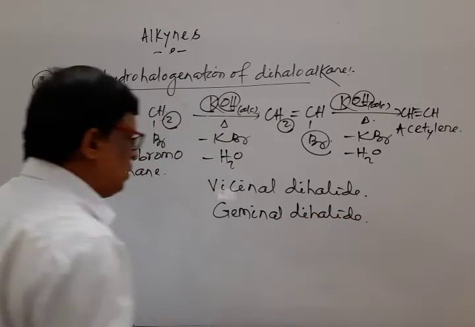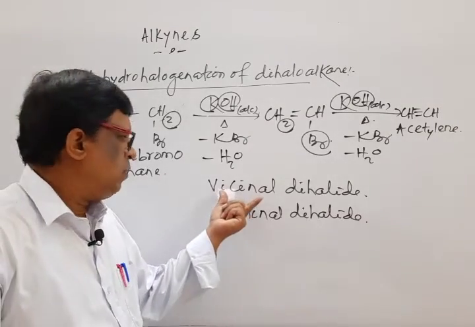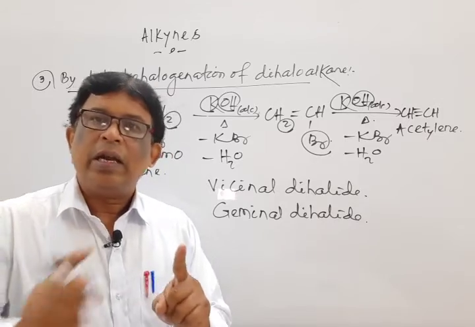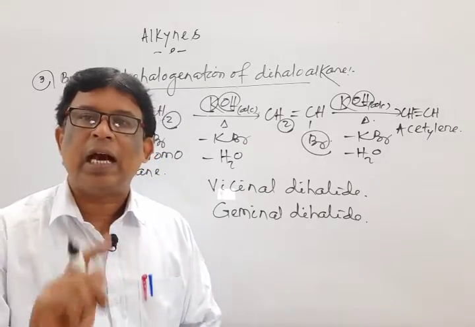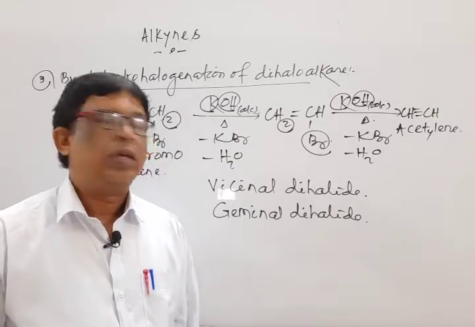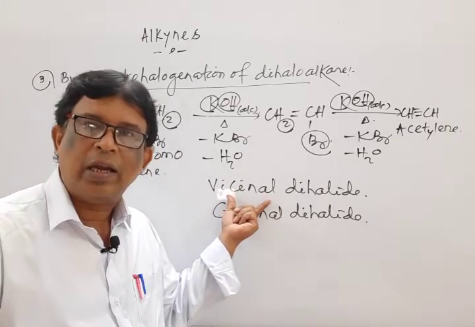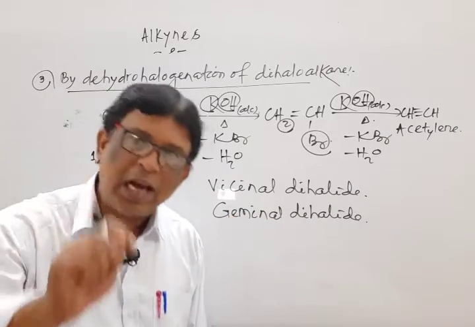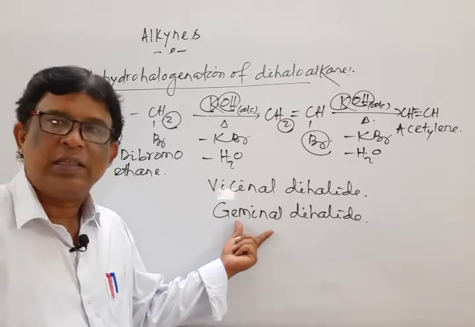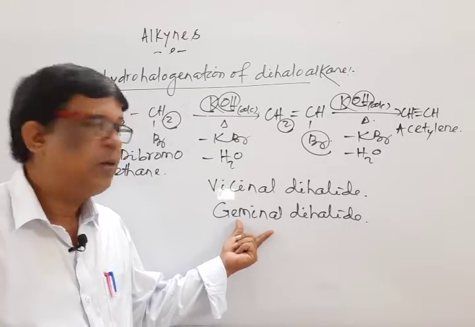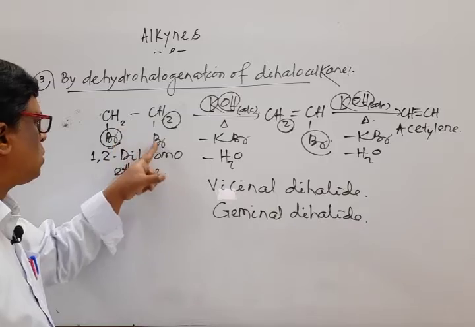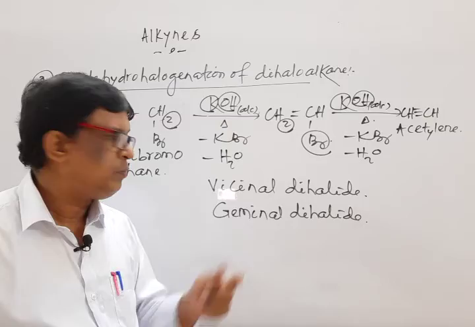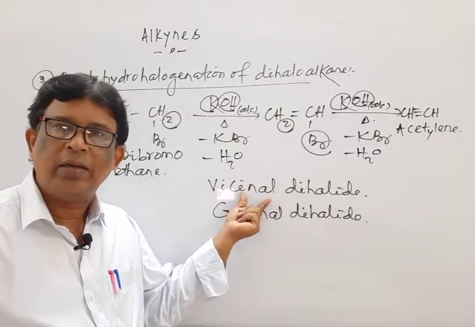What is vicinal dihalide? That means if two halogen atoms attach to nearby carbon atoms, adjacent carbon atoms, neighboring carbon atoms, then it is known as vicinal dihalide. On the other hand, if two halogen atoms attach to one carbon atom, then it is known as geminal dihalide. Mark that. Here two halogen atoms are attached to neighboring carbon atoms, so it is an example of vicinal dihalide.